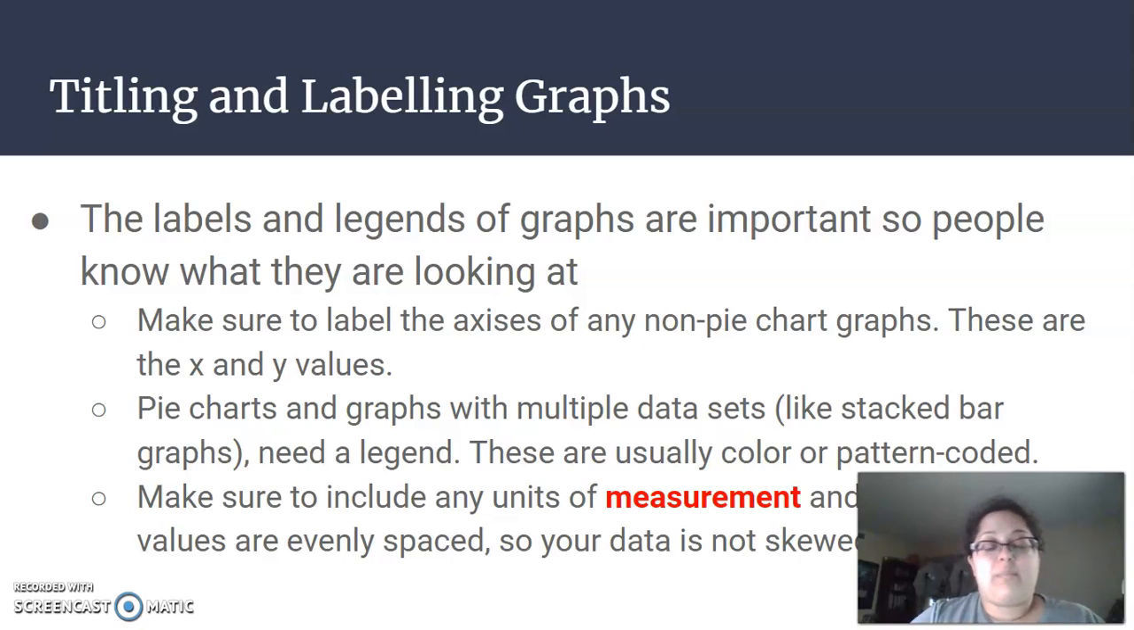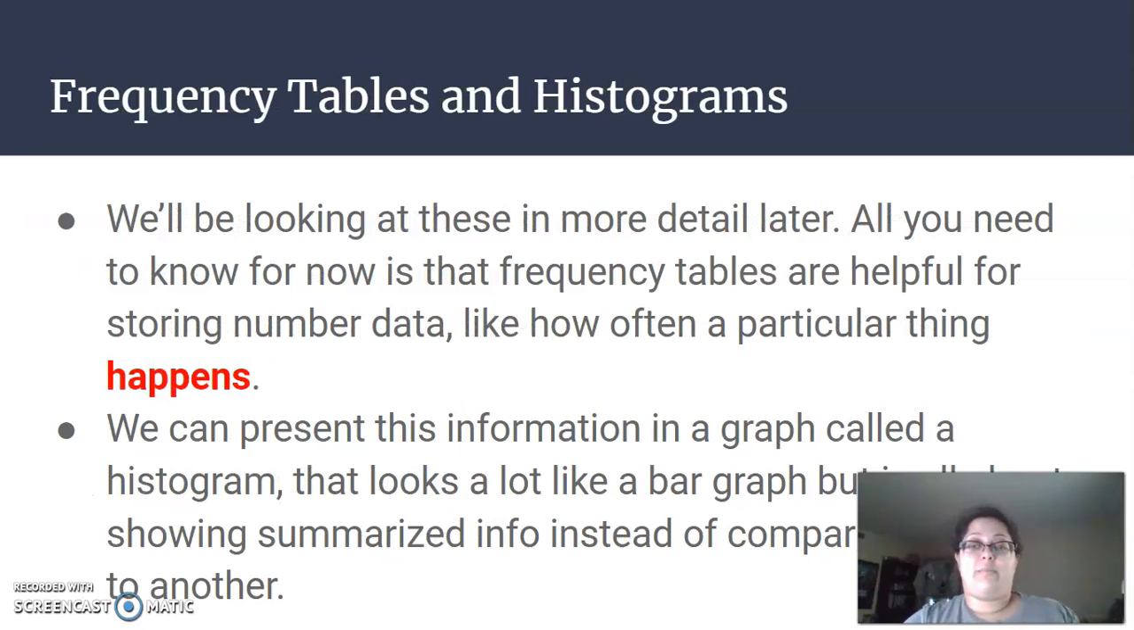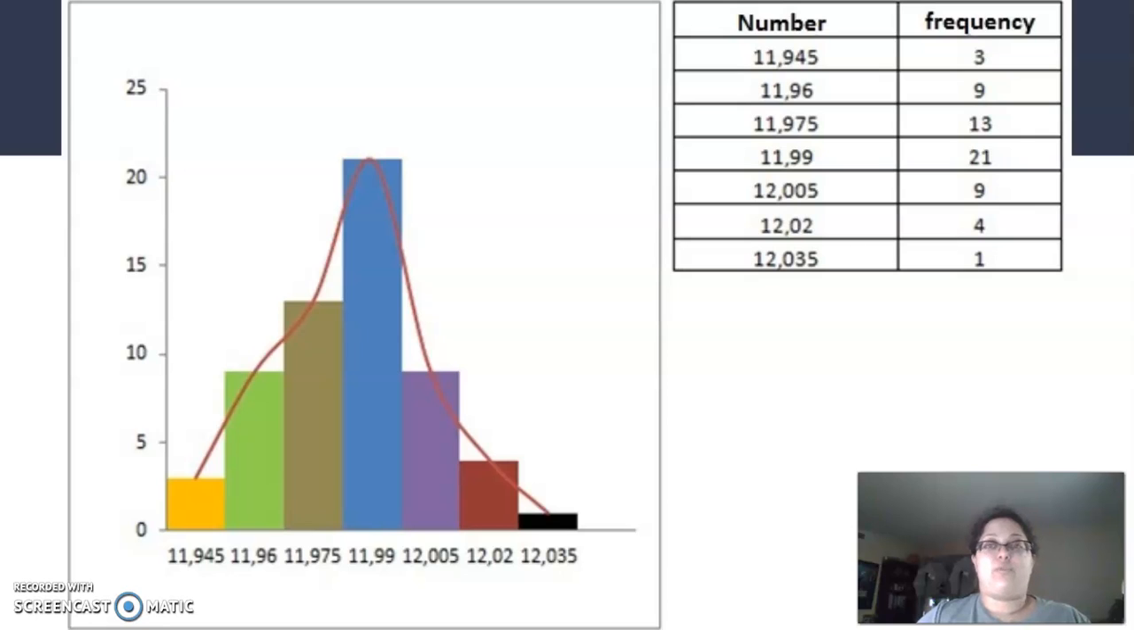Okay. Make sure the values are evenly spaced. Your intervals should be evenly spaced, so your data doesn't end up skewed or you don't end up misrepresenting something. We're going to talk more in detail about frequency tables and histograms. Right now, you just need to know that frequency tables are helpful for storing number data, like how often something happens, and then we can present that information in a histogram, which looks like a bar graph, but it's all about showing summarized information instead of comparing one item to another.